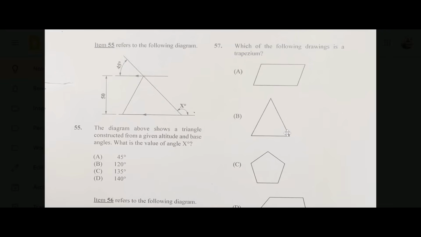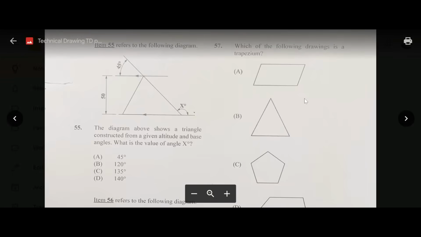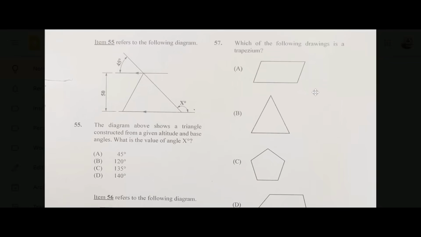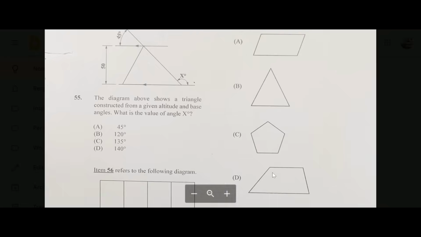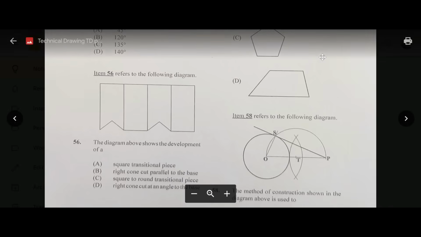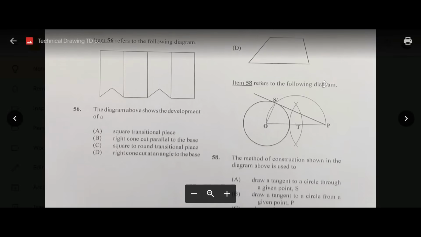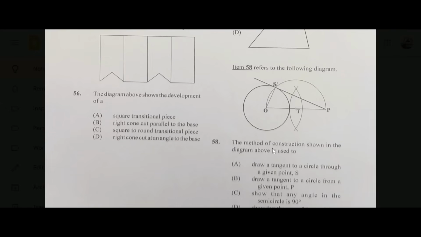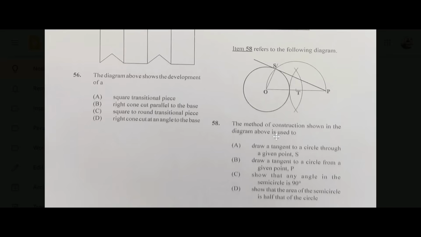Number 57. Which of the following drawings is a trapezium? The answer is D. This is the trapezium. It only has two parallel sides. Number 58. The method of construction shown in the diagram above is used to draw a tangent to a circle from a given point P. The answer is B. Number 58, B.